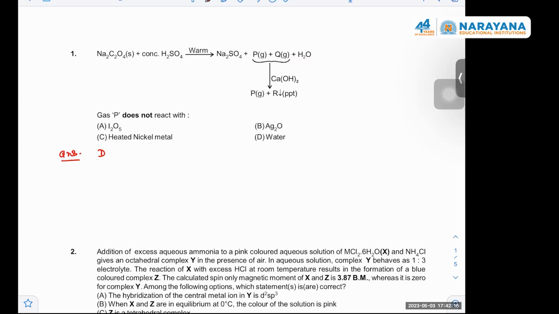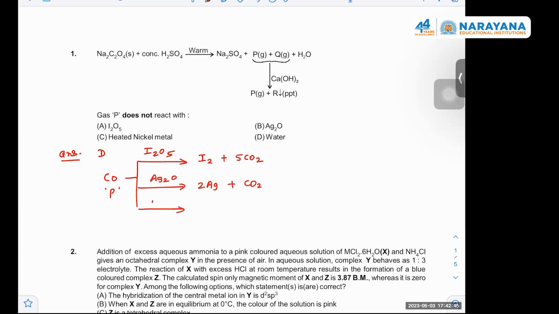And the CO gas, which has been identified as the P gas, can react with I2O5. It will give the product I2 plus 5CO2. With Ag2O, it will give us silver and CO2.